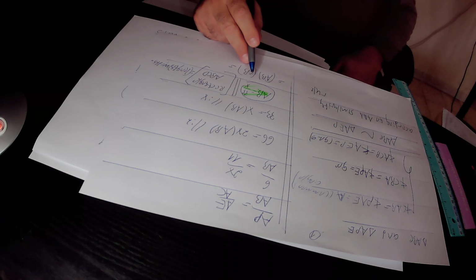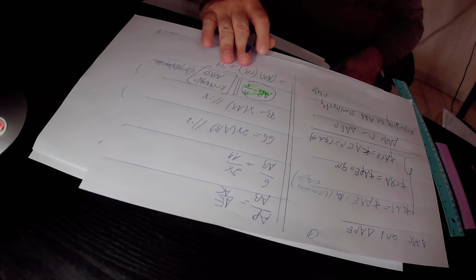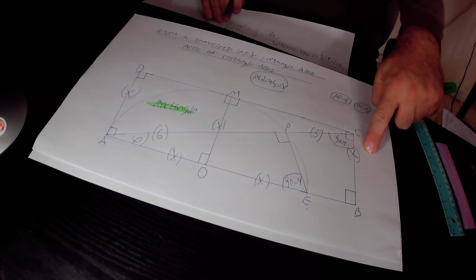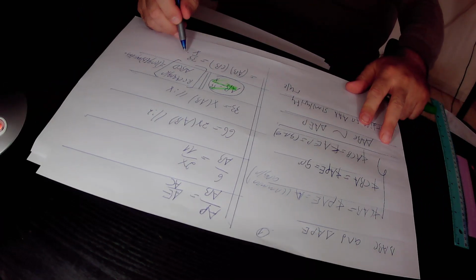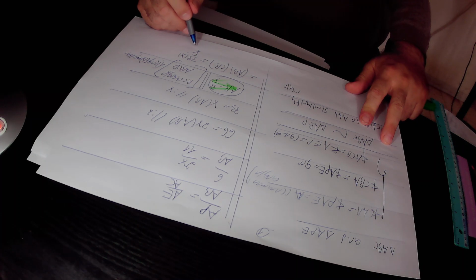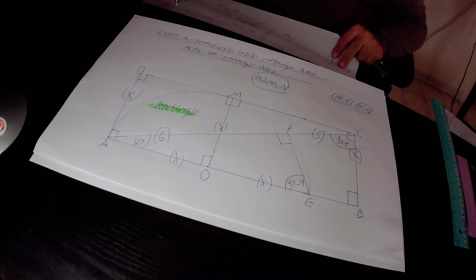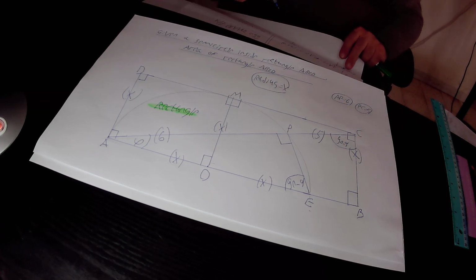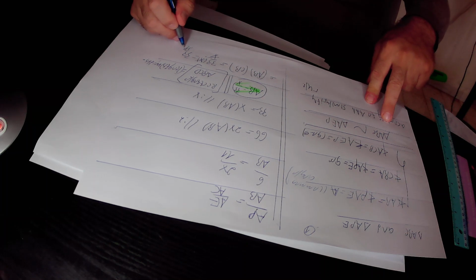AB is 33 over x times CB. CB is x. So here x in the numerator and x in the denominator, so x will get cancelled, and we are left only with 33. So we find out that the area of this rectangle ABCD is equal to 33 square units. And that is the answer to the first question.